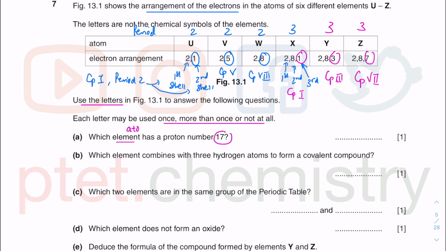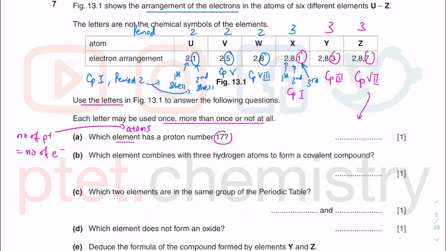An element consists of atoms, and when you have atoms, we know that the number of protons equals the number of electrons. These are electronic configurations, so the sum of the electrons: 2 plus 1, there are 3 electrons; 2 plus 5 is 7 electrons; 2 plus 8 is 10 electrons; 2 plus 8 plus 1 is 11 electrons, etc. We're looking for the sum of electrons equal to 17. That will be equal to the proton number, because for an element which contains only one type of atom, the number of protons equals the number of electrons.